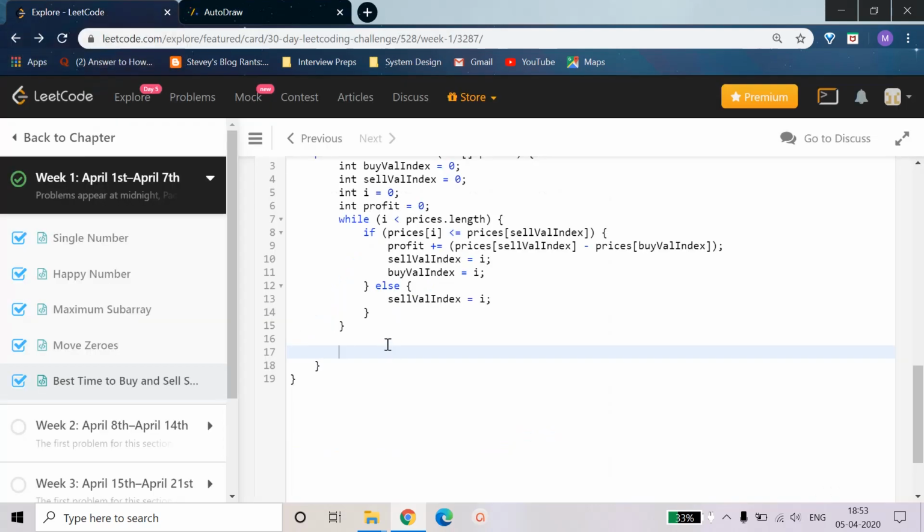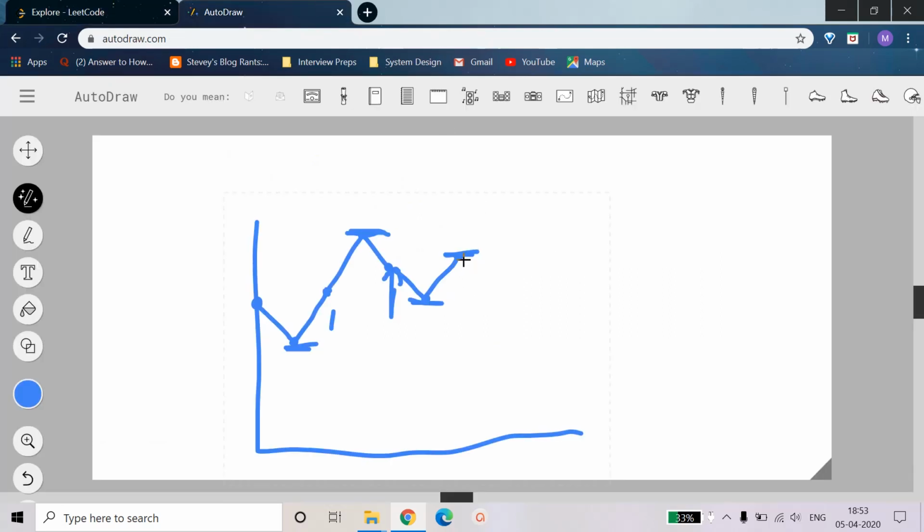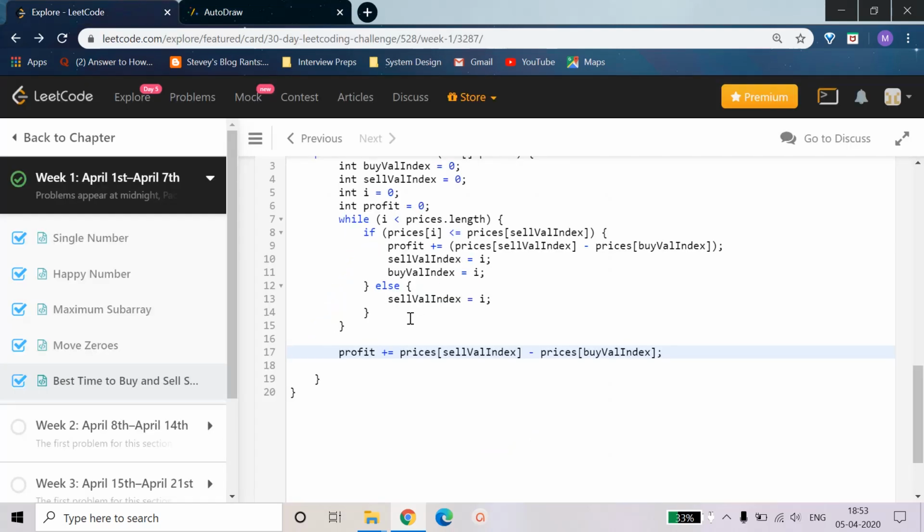So once we are out of the loop, our profit should also take into consideration whatever the sell value and buy value at the end are pointing to. Now they may be pointing to the same value if the last index that we are given is of a decrease in the price. So in that case, we'll end up booking a profit of 0. So this is what it is, and we should return the profit.